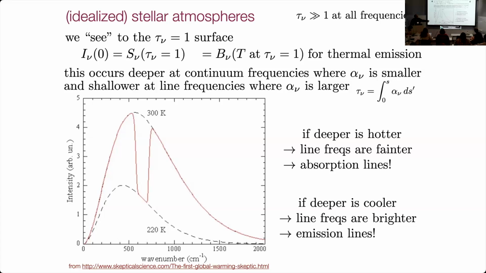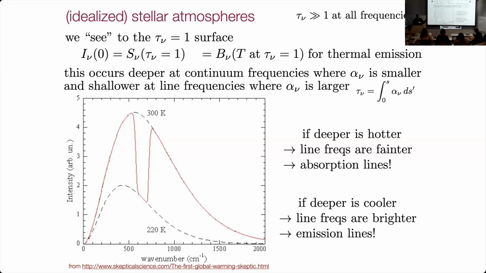Okay? Now, if deeper into the star is hotter, that means in the continuum, you'll see a higher black body, a hotter temperature, and in the line, you will see a cooler black body. And so that's what you see here. In the continuum, this is actually for the Earth, but let's multiply all these numbers by like 20. But anyway, in the continuum, you see a 300 Kelvin black body here. But in the line, because you only go so far in, you see a 220 Kelvin black body, and it looks like an absorption line.